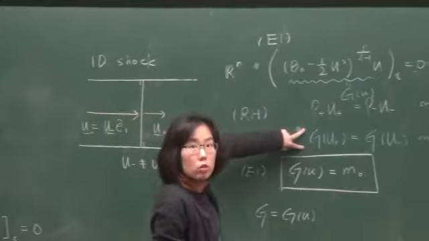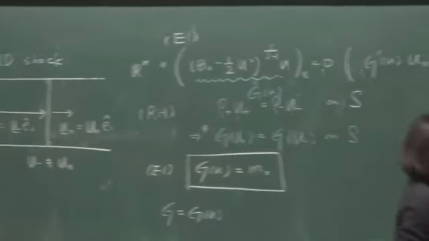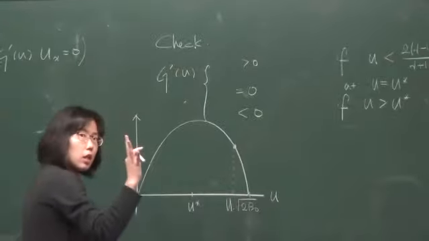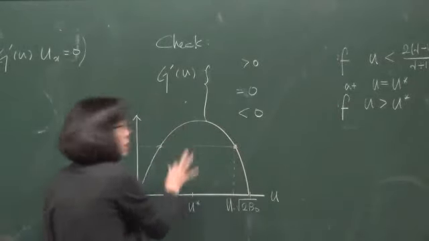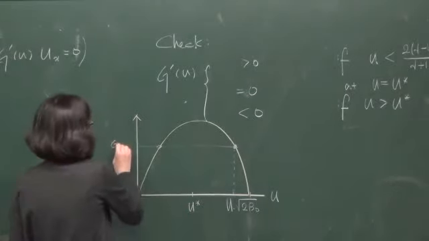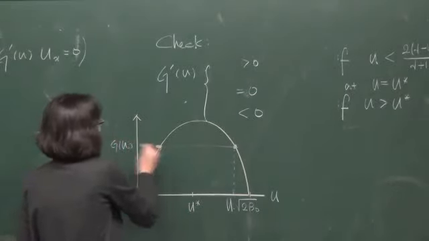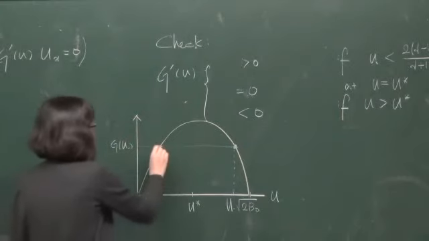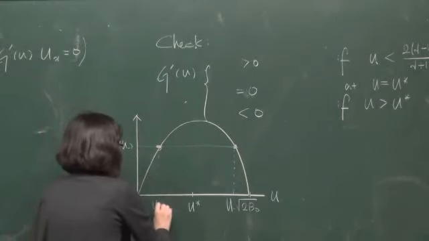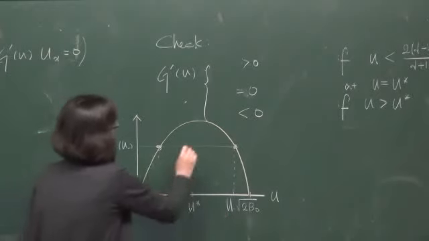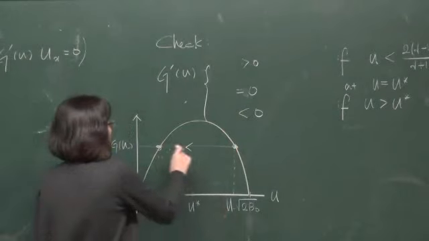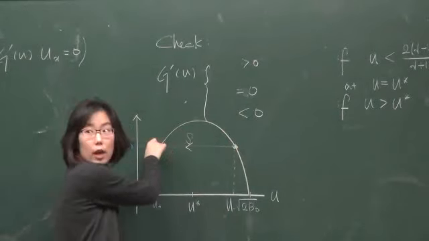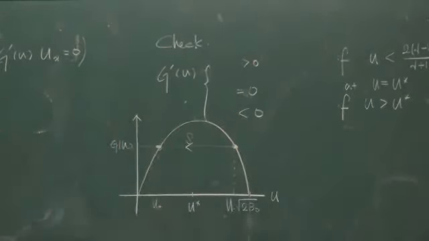Well, I have this relation, right? If G of U minus is given, then the only possibility to choose U plus is to look at the intersection with the horizontal line at G of U minus. And you see that there is only one solution, which is different from U minus. So I look at U plus. So for such a U minus and U plus, I can say, okay, if you start with this incoming flow, then you have a shock S, and you will jump down to this U plus state. So this is how you construct this solution.